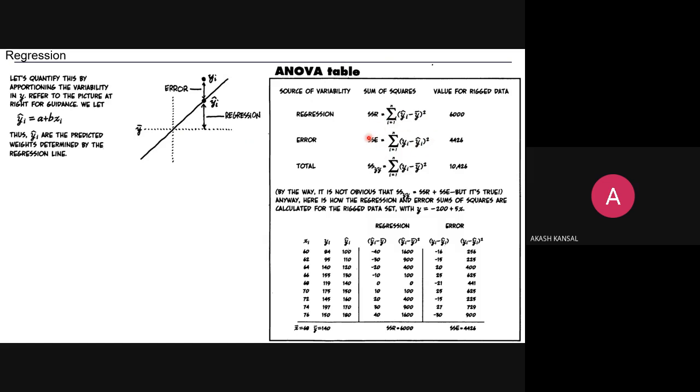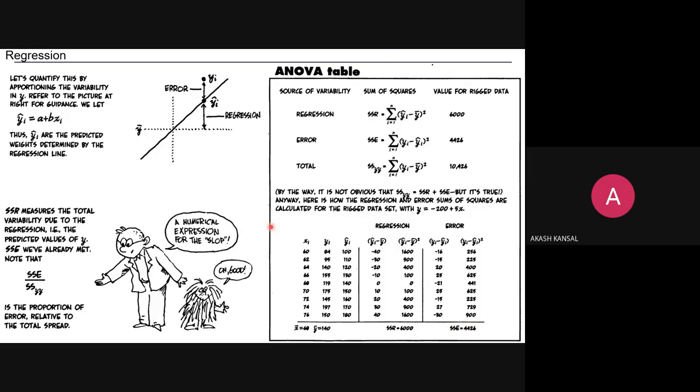Now, for the data that we had, the regression line we obtained is y equal to minus 200 plus 5x, and these are all the calculations. In this, SSR is 6000 and SSE is 4426. The SSR, whose source of variability is regression, gives me the total variability due to regression, that is, our prediction.